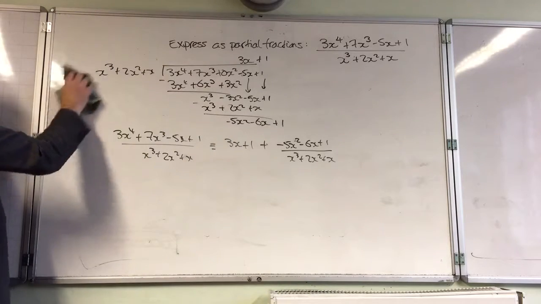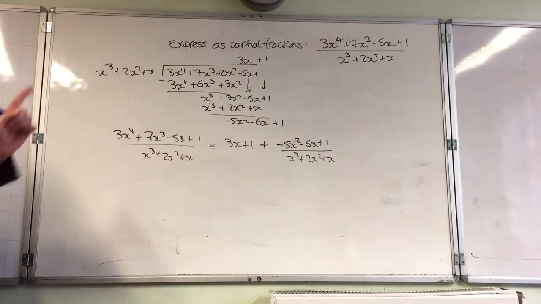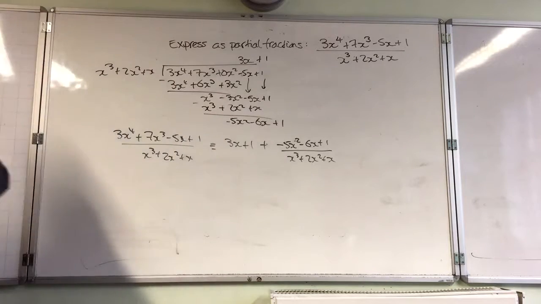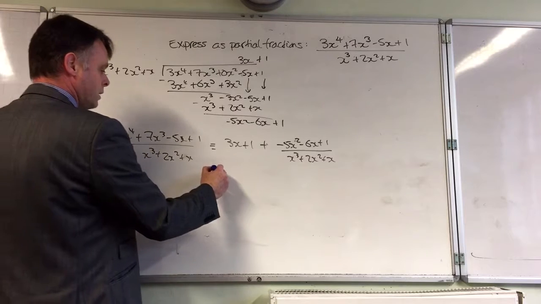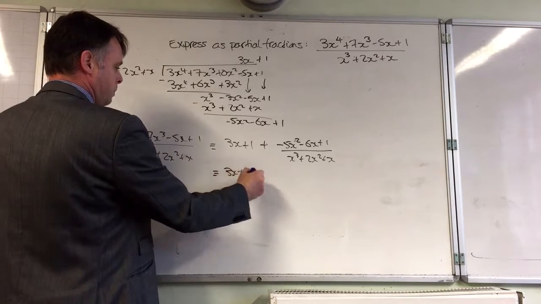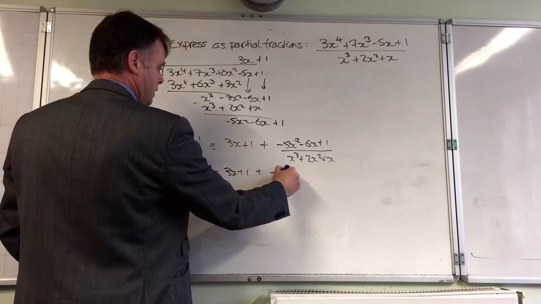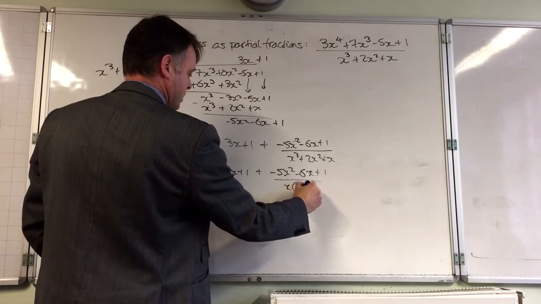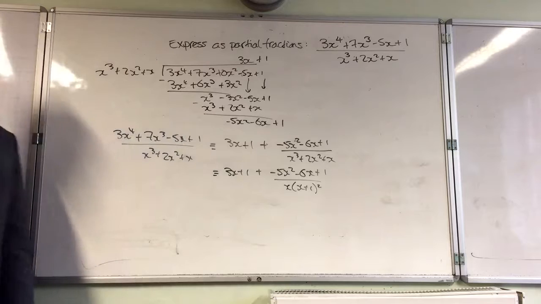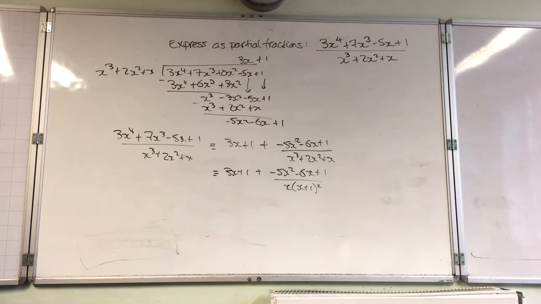And do you factorise the top and the bottom? You can't factorise the top, but you can factorise the bottom. Then it'd be x plus 1 squared. Perfect. So factorising the bottom gives us x times x plus 1 squared. I've basically done that on a board, which is great.